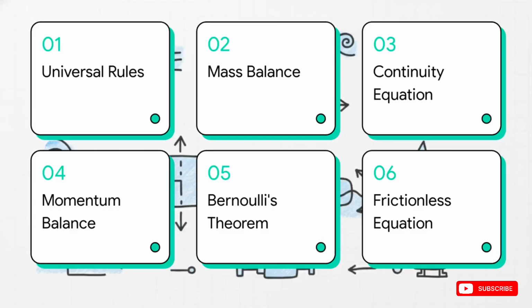Here's our roadmap for today's explainer. We'll be covering 1. Universal rules, 2. Mass balance, 3. The continuity equation, 4. Momentum balance, 5. Bernoulli's theorem, and finally 6. The frictionless equation. Let's jump right in.